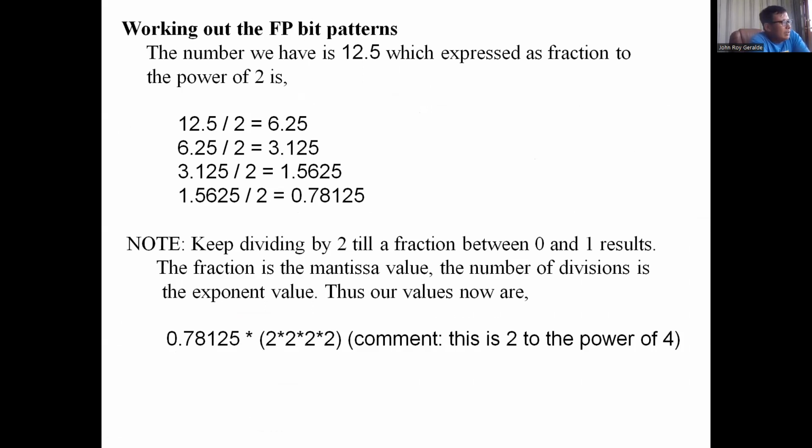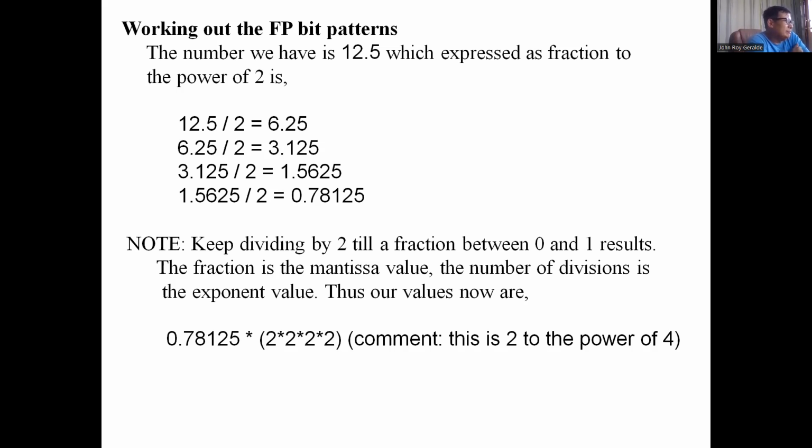Another way to represent binary numbers is to use floating point, which means that the binary point or the decimal point is floated. It can shift to the left or to the right depending on the value that is represented. If it's very small, it will shift to the left. If it's very large, it will shift to the right. For example, we have 12.5.